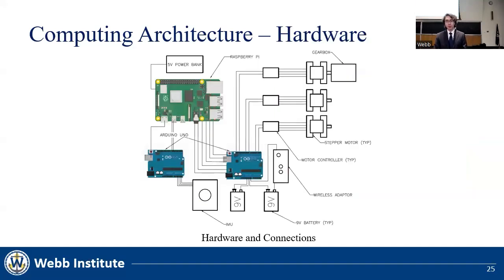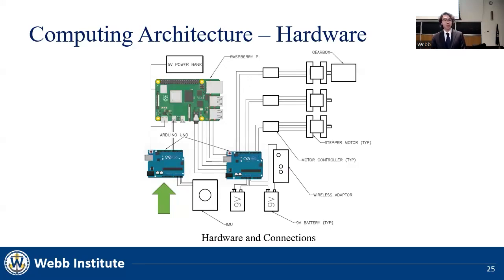Here, the different components are shown with their connections to each other. The Raspberry Pi is connected to both Arduinos, which are also each connected to different components they control. Of note is that the IMU Arduino is connected and powered by a single serial data connection to the Raspberry Pi with additional general purpose input-output or GPIO pins.